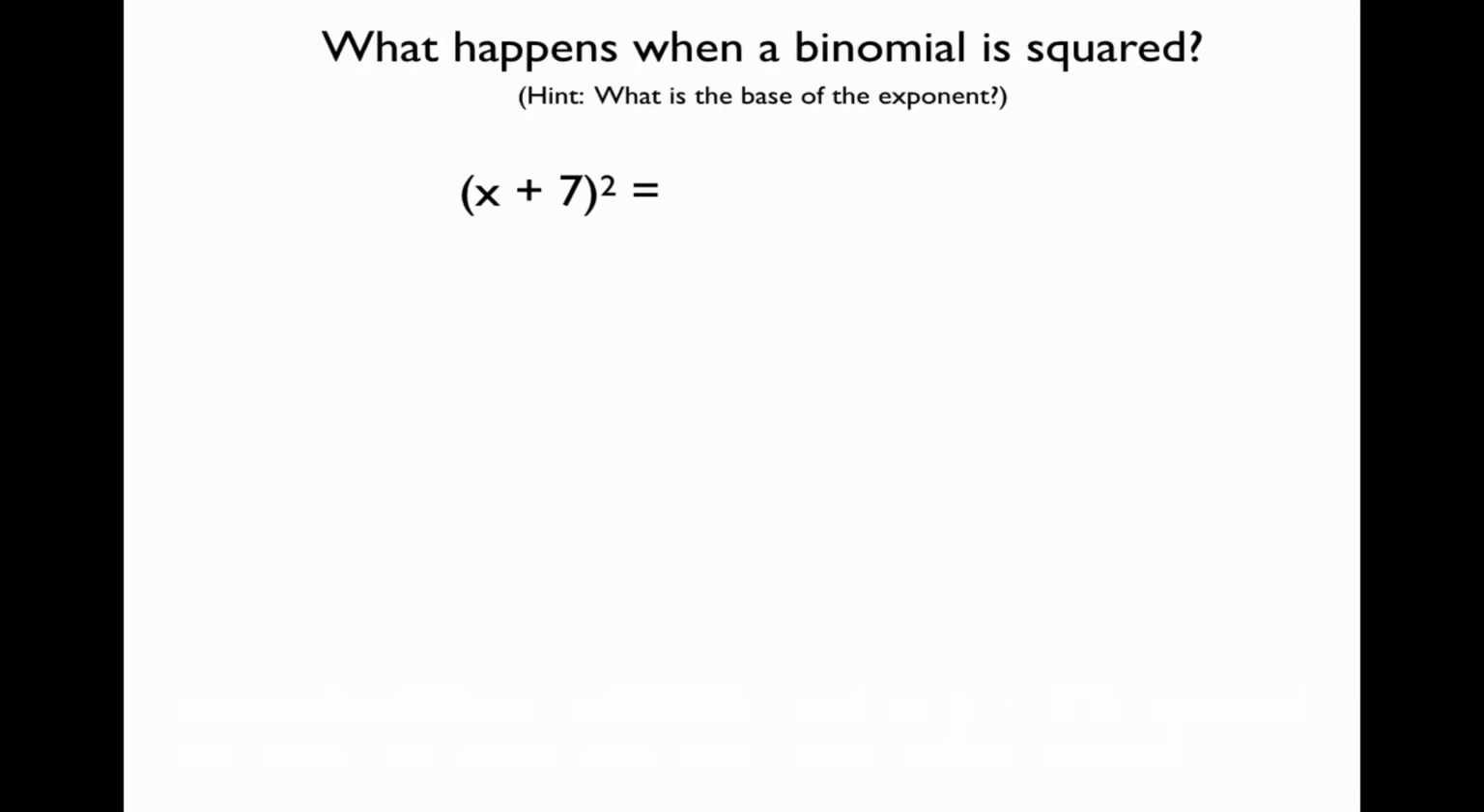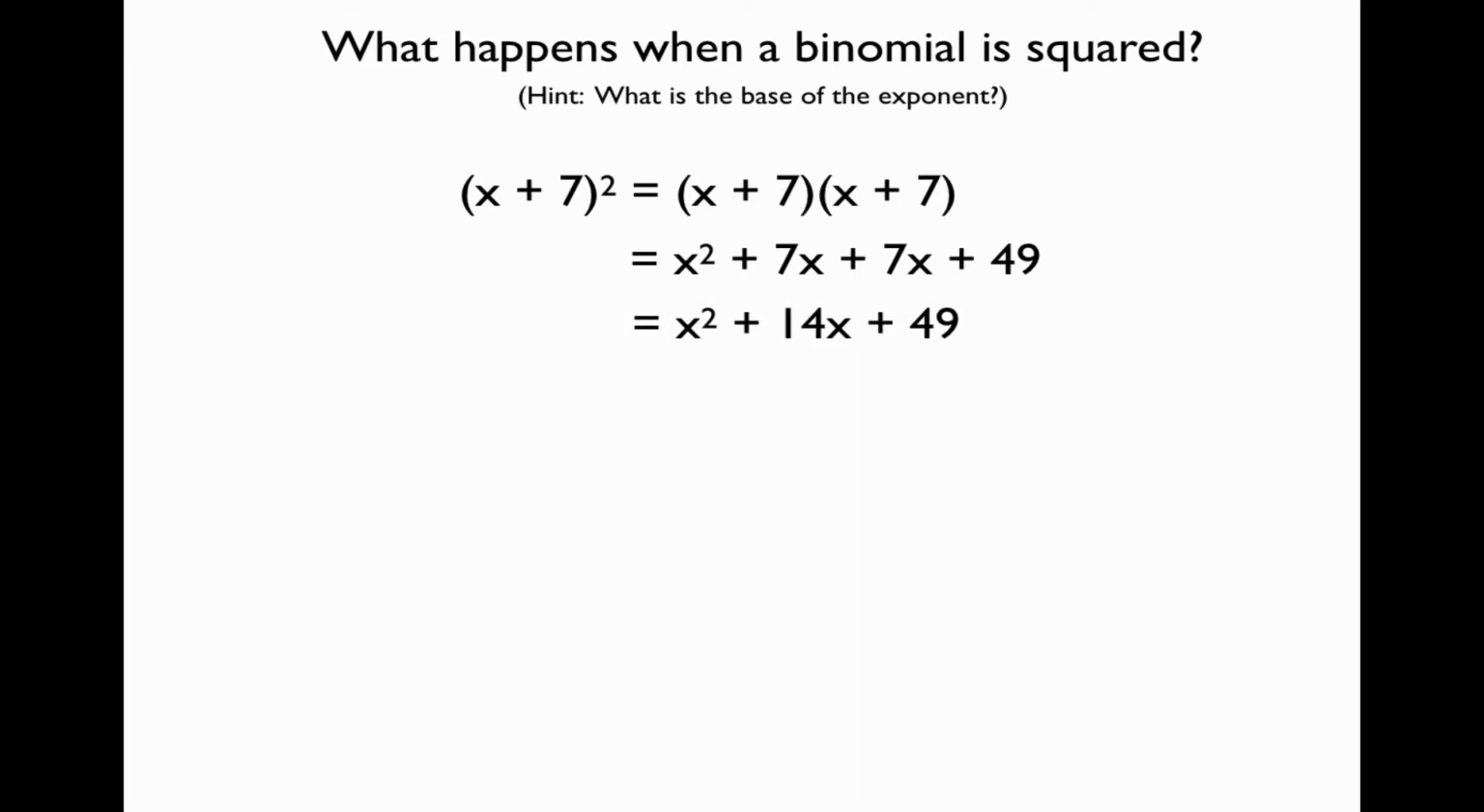So what does x plus 7 squared mean? All right, well, every exponent is attached to a base, and the base here is the expression x plus 7. All right, and the exponent 2 means take the base and multiply it by itself. So x plus 7 squared means x plus 7 times itself. And so what we do is we multiply, and what we get is x squared plus 7x plus 7x plus 49, and that simplifies to x squared plus 14x plus 49.